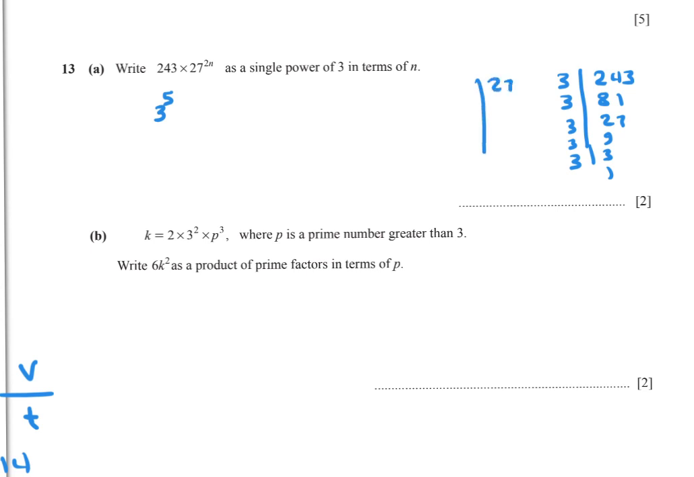27, divide by 3, 9. 9 divided by 3, 3. 3 divided by 3, 1. So this will be 3 power 3, all power 2n. So this is 3 power 5 multiply 3 power 6n. When we multiply, we have to add the powers. So 3 power 5 plus 6n.